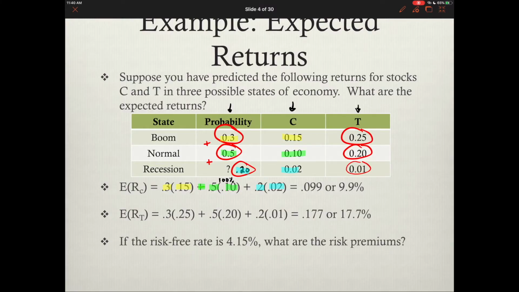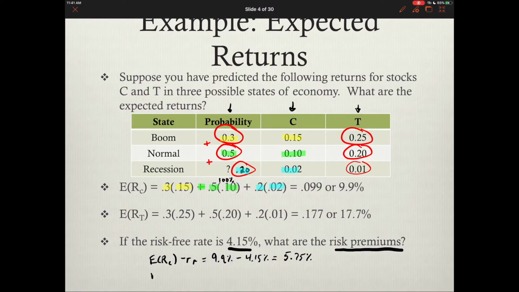Now, one other question here is if the risk-free rate is 4.15%, so let's say Treasury bills are offering 4.15%, what are the risk premiums? Remember that the risk premium is the reward that you receive for taking some amount of risk, and it is simply the expected return. In this case, we'll look at stock C first. The expected return of stock C minus the risk-free rate. So the expected return of stock C is 9.9% minus the risk-free rate of 4.15%. So we get a risk premium for stock C equal to 5.75%. So you are compensated with an additional 5.75% return by taking the risk of investing in stock C.